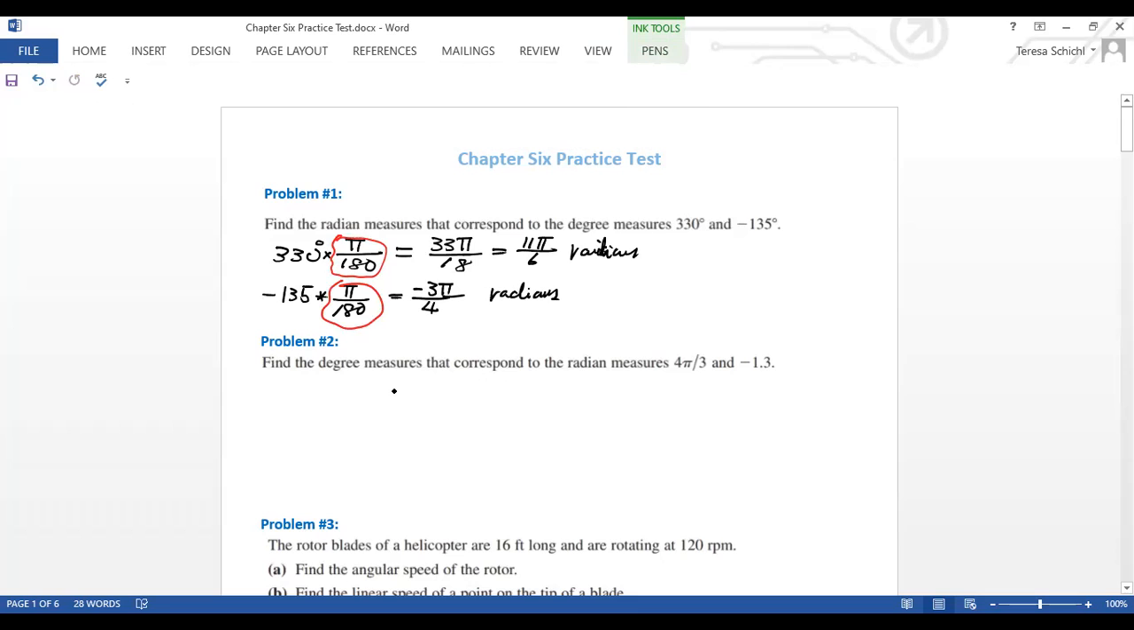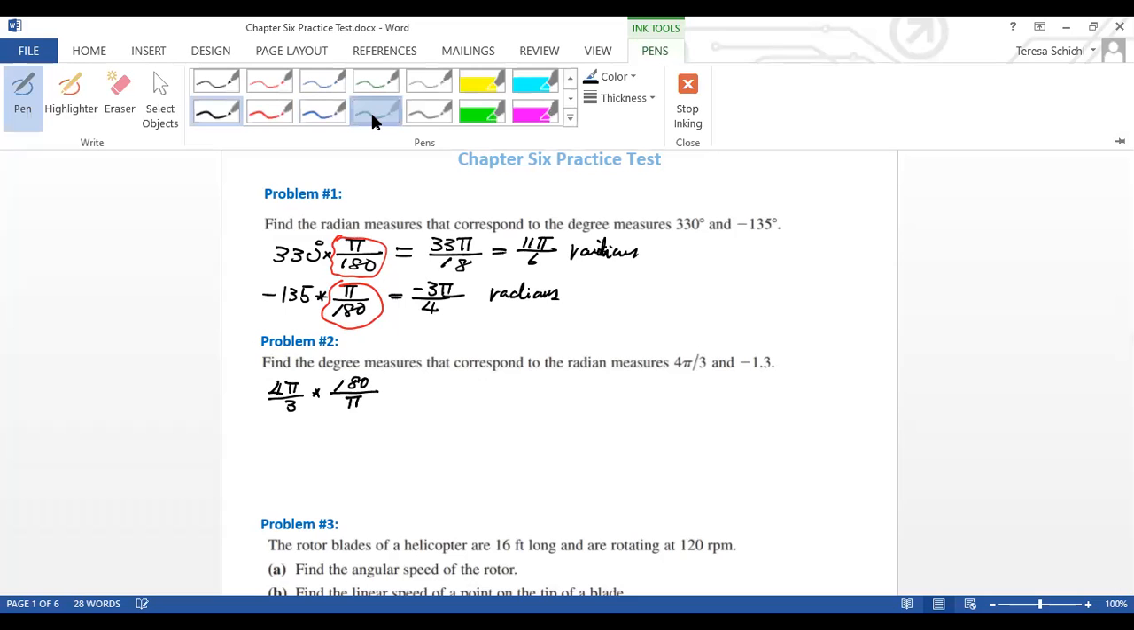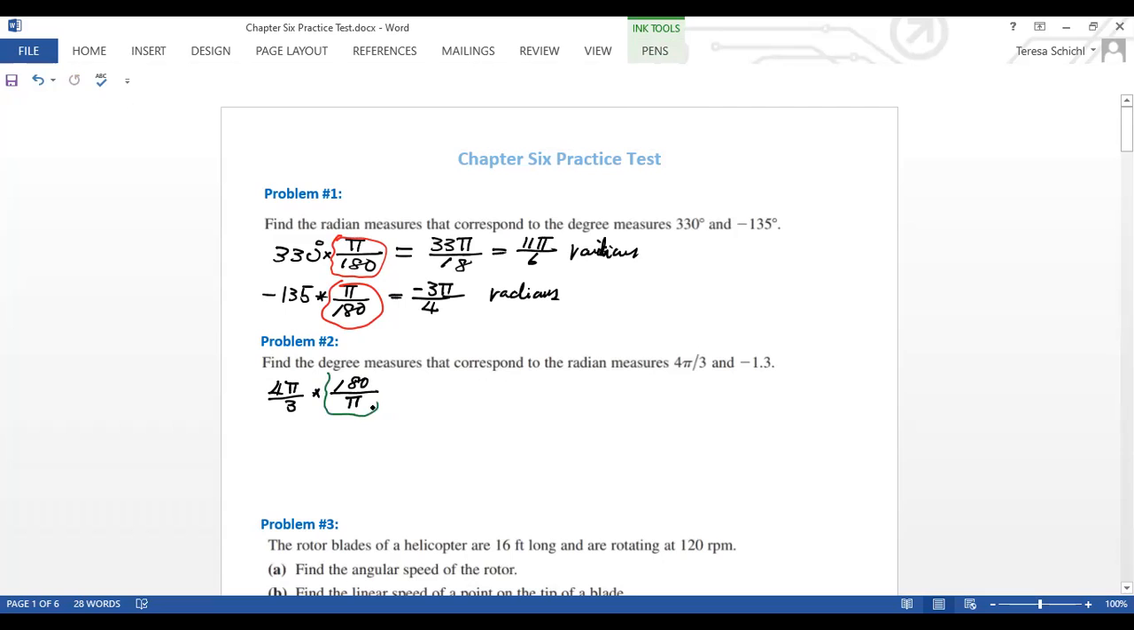Now find the degree measurements from the radians. This is 4 pi over 3, so it will just be 4 pi over 3 times 180 over pi. This is the formula: if you have radians and you want to change to degrees, you multiply by 180 divided by pi. Here the pi and the pi cancel. So 4, 3, and so what is here? You have 240 degrees.